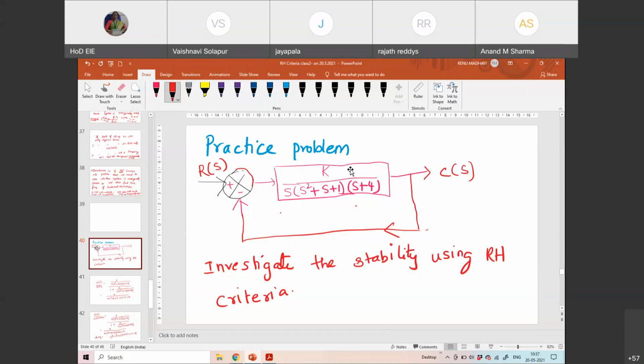I have given G of S. H of S is equal to 1 and it is a negative feedback. And I want you to do RH criteria. For that, we require a characteristic equation. How do you get the characteristic equation for this system given?